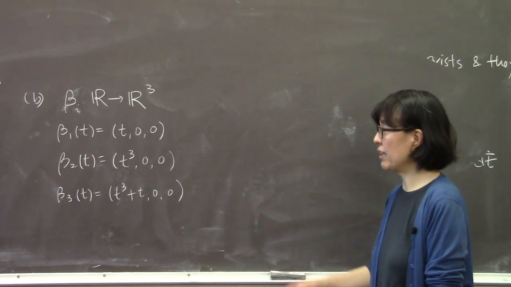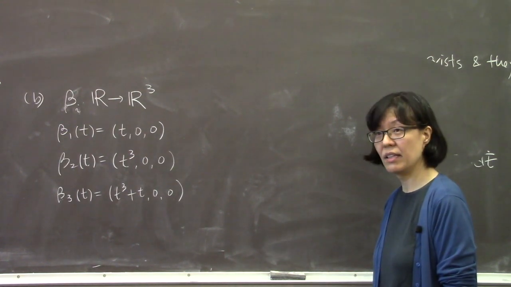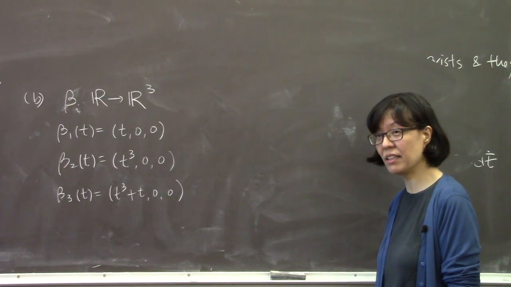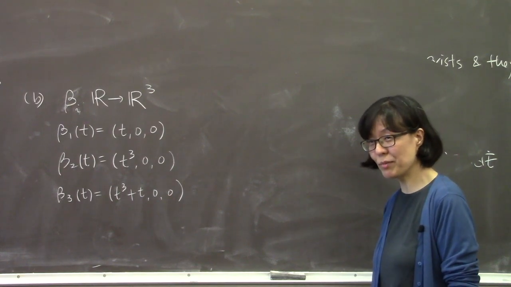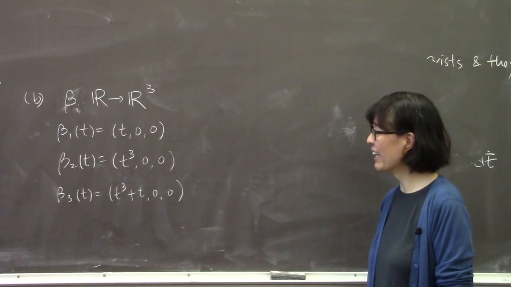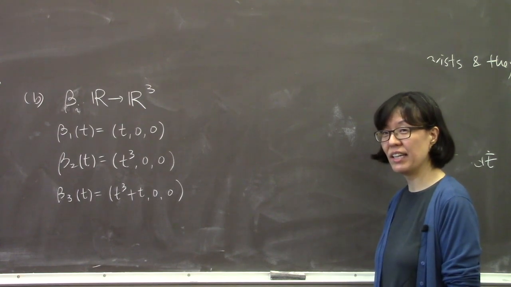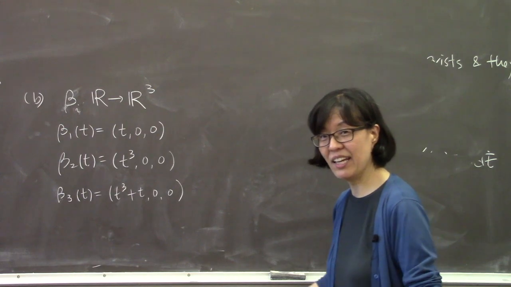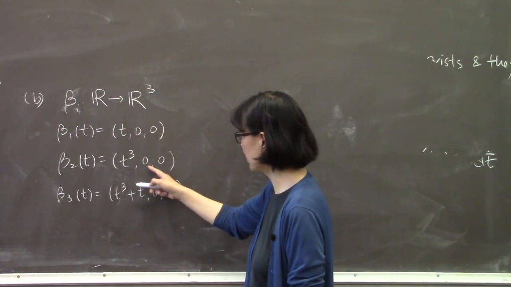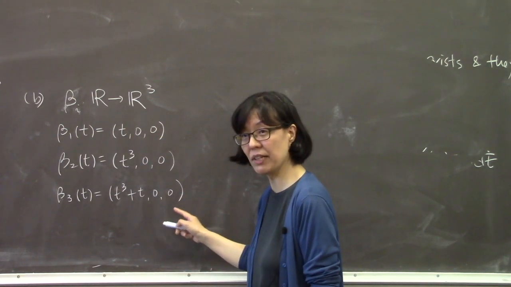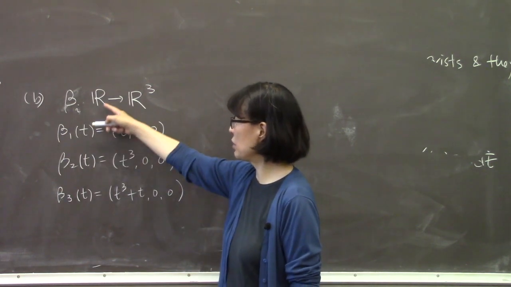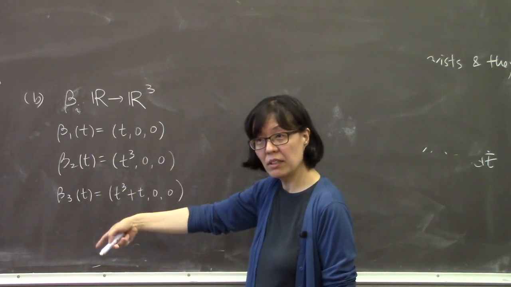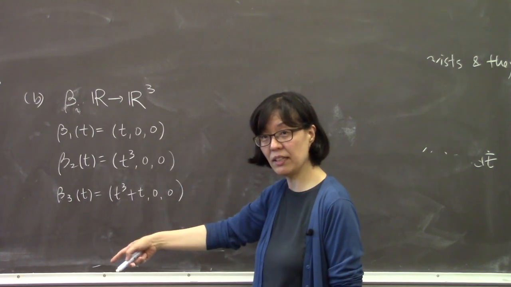What is the graph of that? Straight line? Say more specifically. What straight line? The x-axis. Because we use y and z as 0, 0, right? So the image is the x-axis, right?